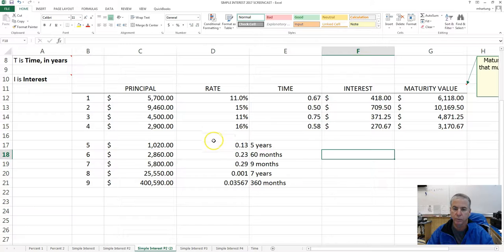Principal amount. The rate, make sure you appropriately and correctly convert those to a percentage. And then the same thing with time. Here's your time, and you're going to have to convert this, remember, to years. And then go ahead and calculate the interest and the maturity value.